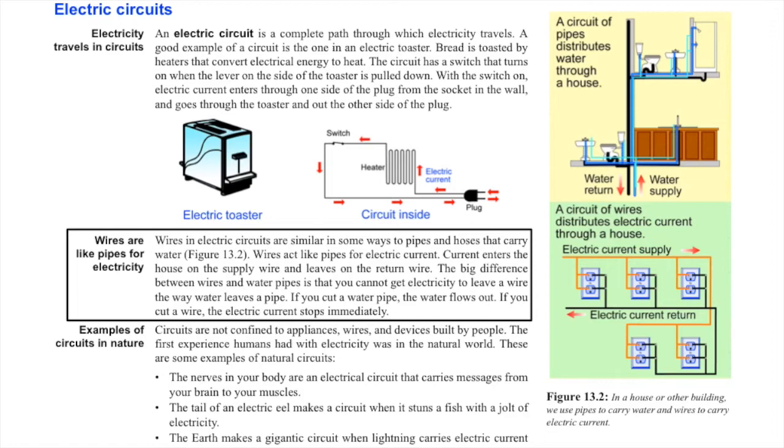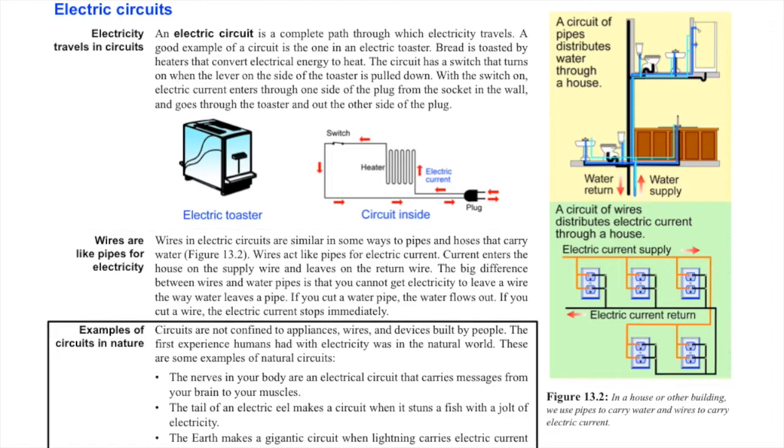The big difference between wires and water pipes is that you cannot get electricity to leave a wire the way water leaves a pipe. If you cut a water pipe, the water flows out. If you cut a wire, the electric current stops immediately.